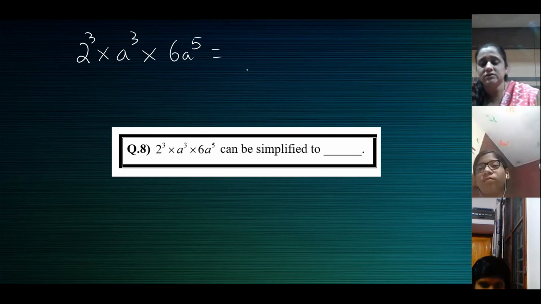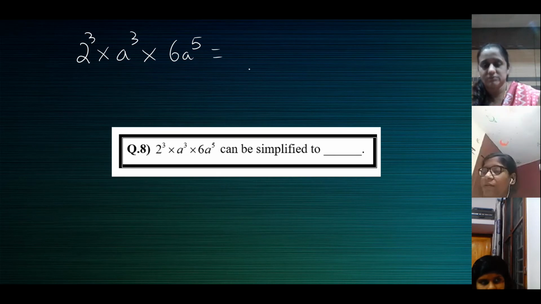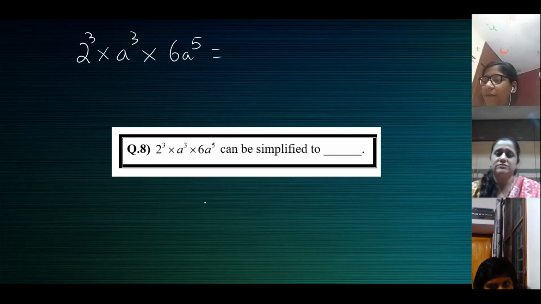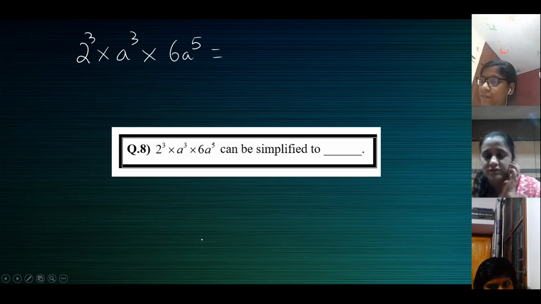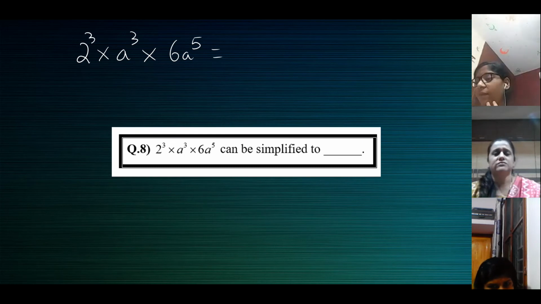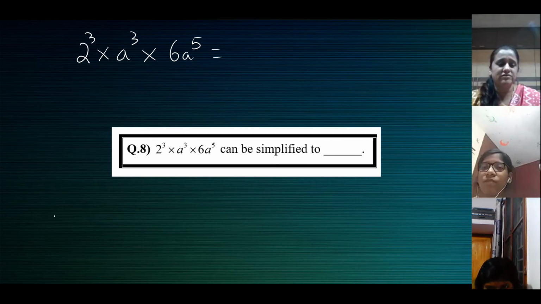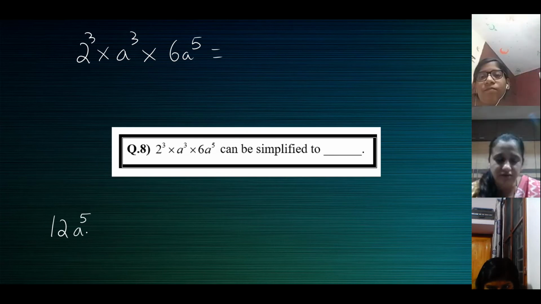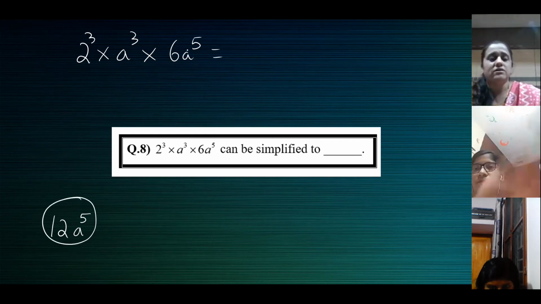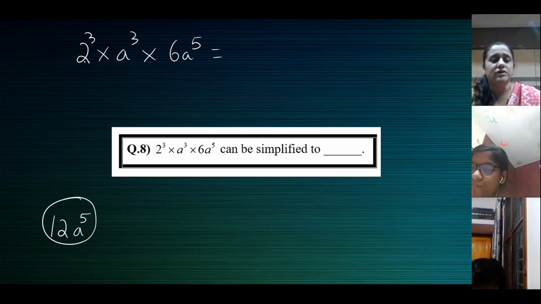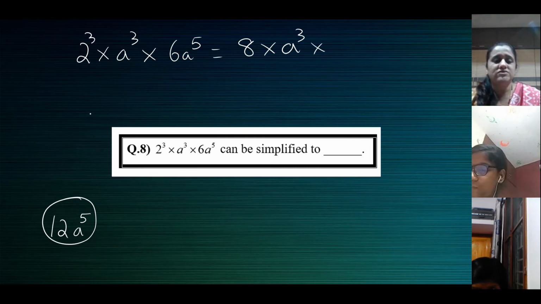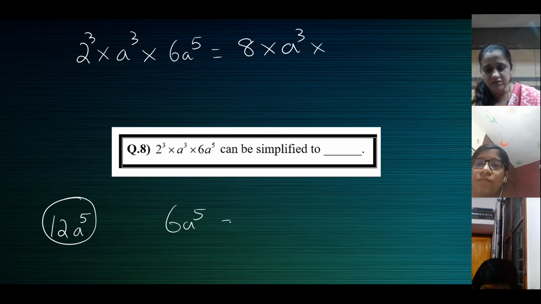Have you completed, Swati? Yes, ma'am, I got an answer like 12A to the power 5, ma'am. 12A raised to the power 5 like this. Correct? Yes, ma'am. Okay, this is your answer. Let's check. Okay, so 2 cubed is 8 into A cubed into 6A to the power 5 means 6 into A to the power 5.